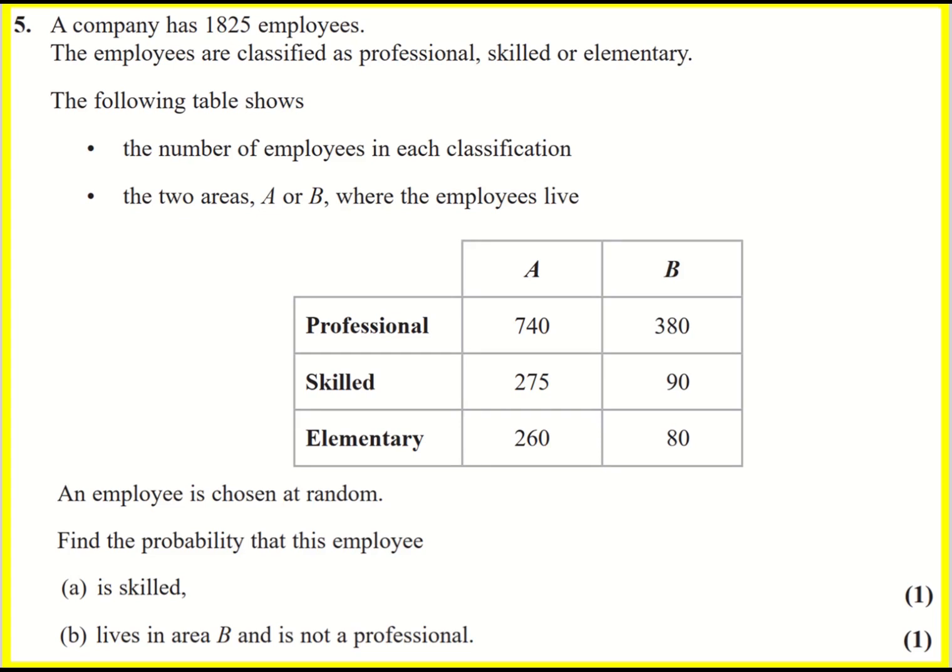Company has 1,825 employees and they're classified as professional, skilled, or elementary. And this table shows the number in each classification as well as the two areas where they live. An employee is chosen at random from all of them, find the probability that they are skilled. So that is going to be these two added together, which gives 365. Then we're going to divide by the total number.